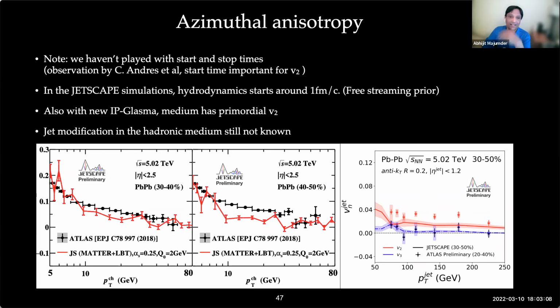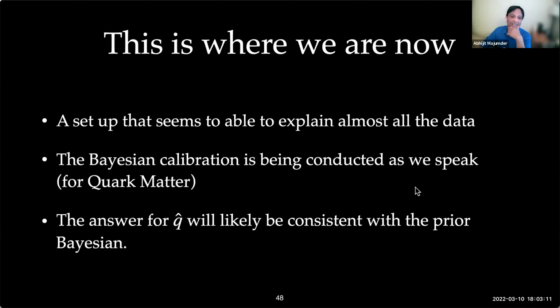Now, none of these plots are Bayesian plots. Okay, so we now have an event generator that seems to be able to explain almost all the data on jets. The Bayesian calibration is going on at this very instant as I speak. We're hoping to have results for Quark Matter. My sense already is that it'll be very similar to that blue band that you saw. Maybe the band will shrink a little bit from where you saw that band was from a slightly older Bayesian calibration.